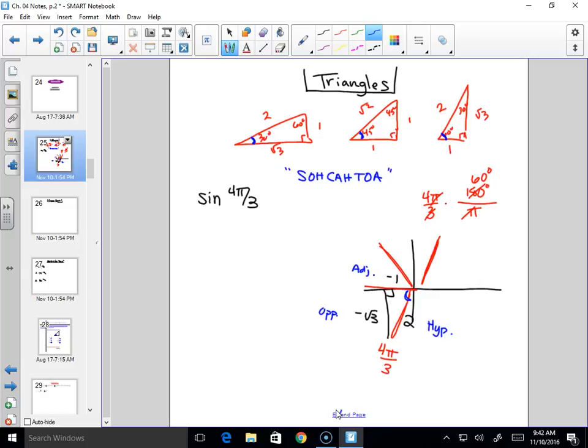Long story short, who are we looking for? Him. And sine is opposite over hypotenuse. If I got it in my mind, I would say down a lot. Negative root 3 over 2. This is one way to use triangles. You put a little triangle in for his little sides, and you can solve for whatever you need. You just need to know SOHCAHTOA.